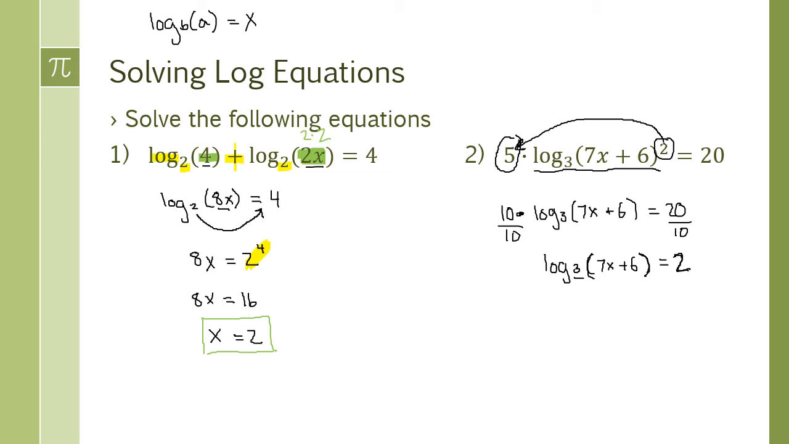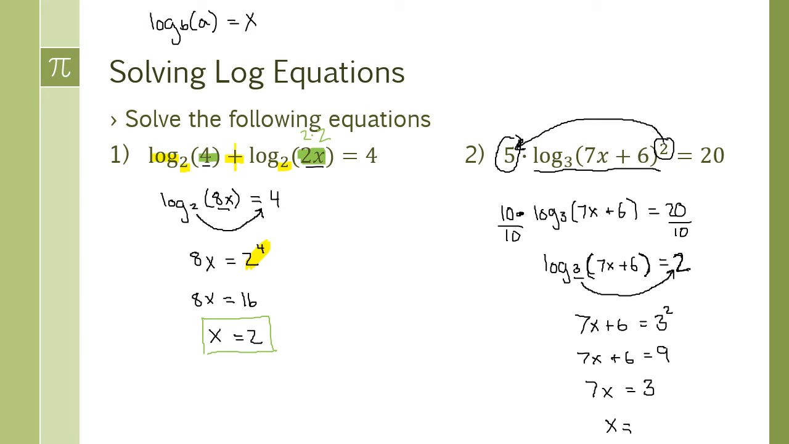So once it's in standard form, we can use the inverse function, change it over to exponential form here. So the logarithm is gone, and we just have 7x plus 6 equal to 3 to the power of 2. Evaluate that exponent. 3 to the power of 2 is 9. So 7x plus 6 equals 9. Subtract 6 from both sides, and we get 7x is equal to 3.